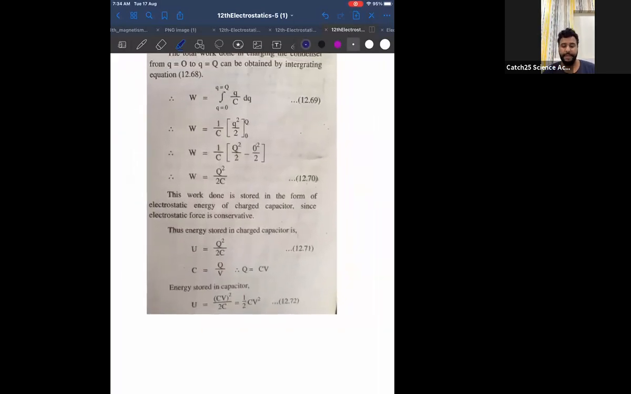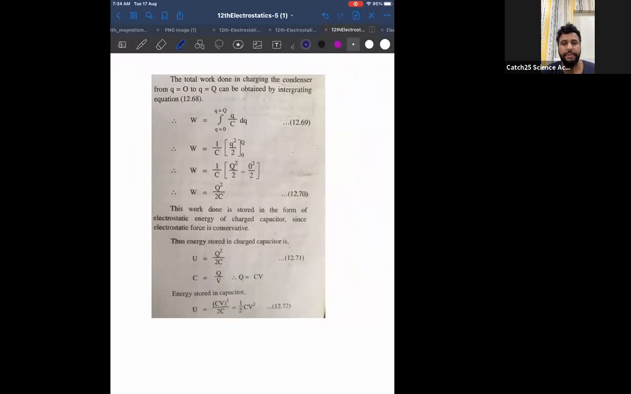So this is the second page from the text. Tell me if you have understood completely, till the last step, that is half CV square. Now check the whole derivation that you have written for today and let me know whether you can derive on your own up to the final step, that is, the energy stored in a capacitor is half CV square.